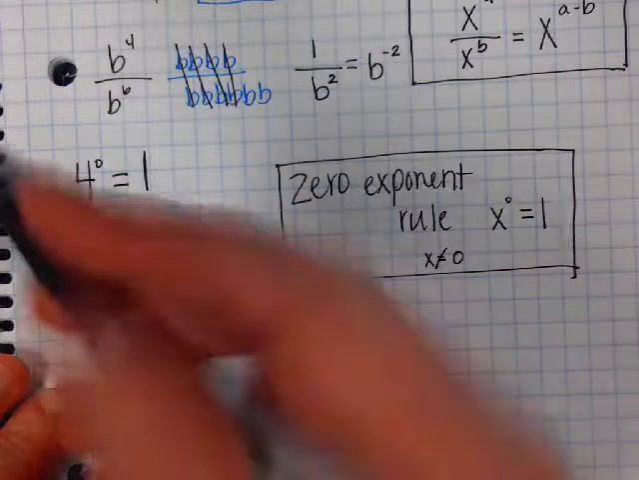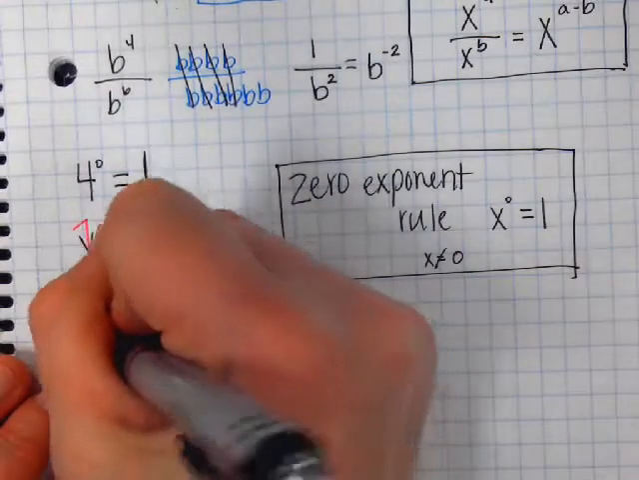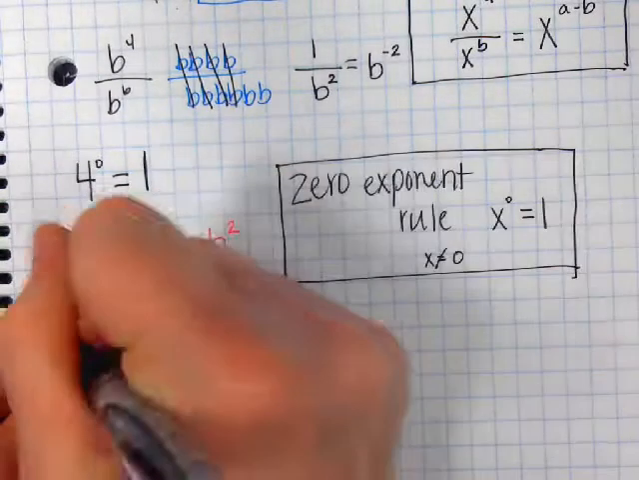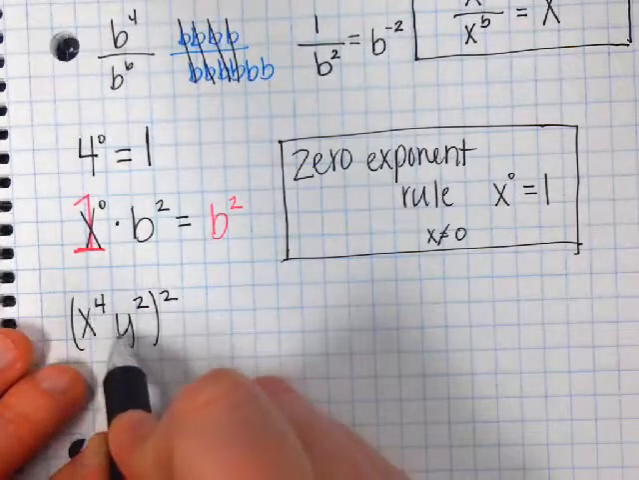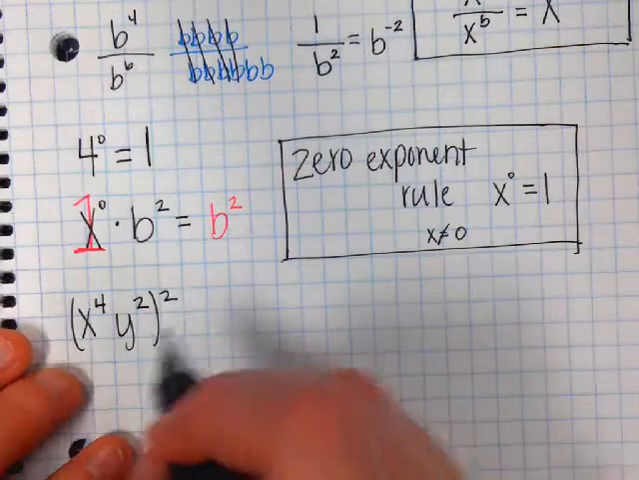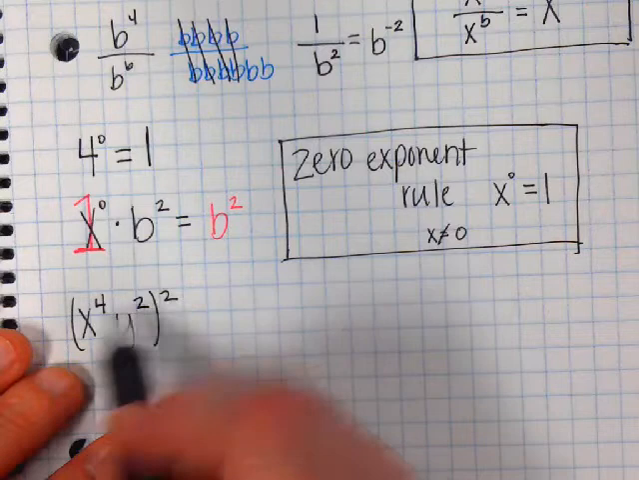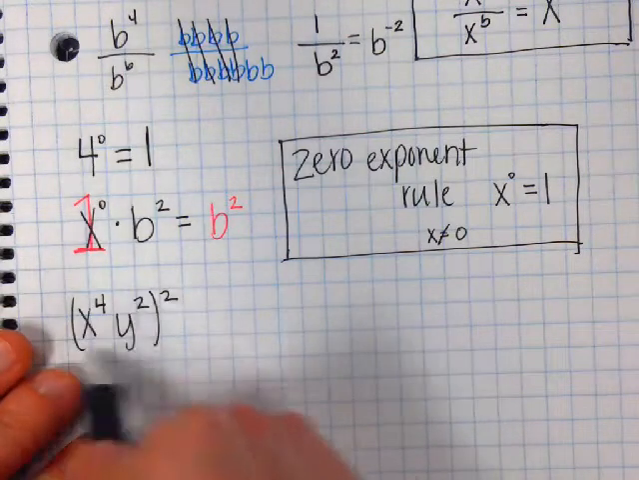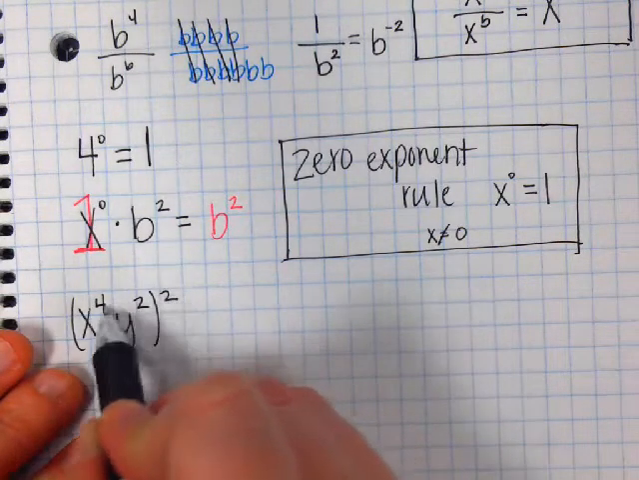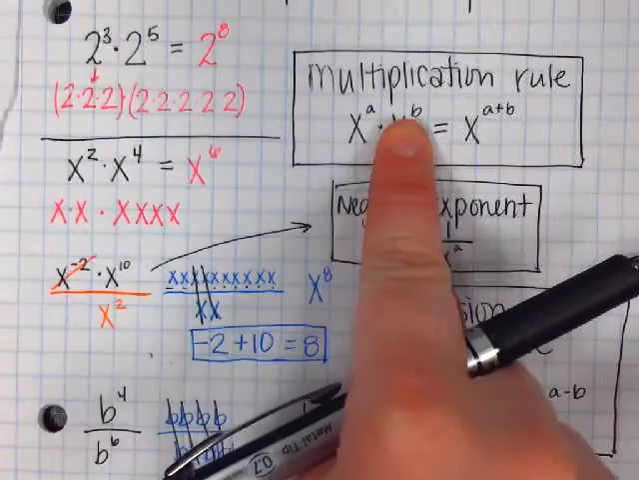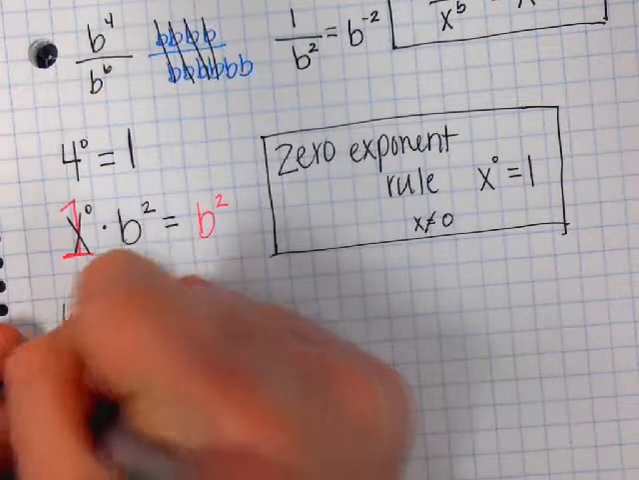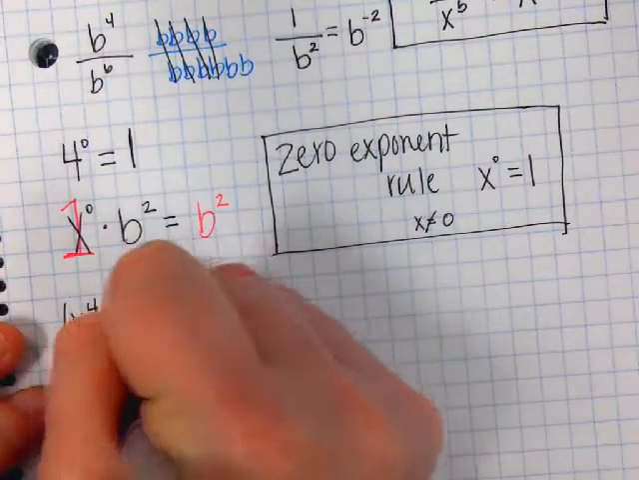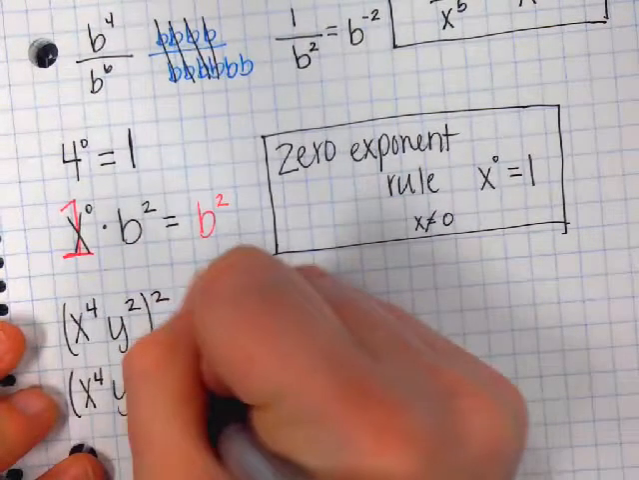Okay, last rule, we have one more. If I have x to the 4th, y squared, and all of that is squared. So x to the 4th times y squared, squared. Since this information is inside of a parentheses, this squared is saying all of this is squared. Now it's not the same as multiplication up here, because that's like saying there's 2 of those parentheses.